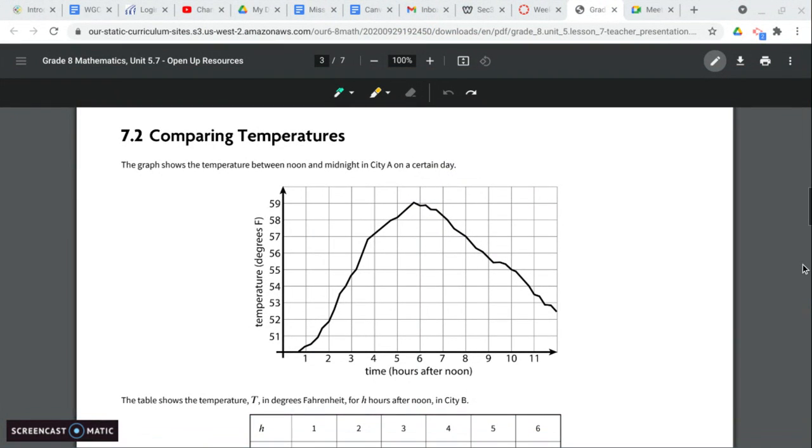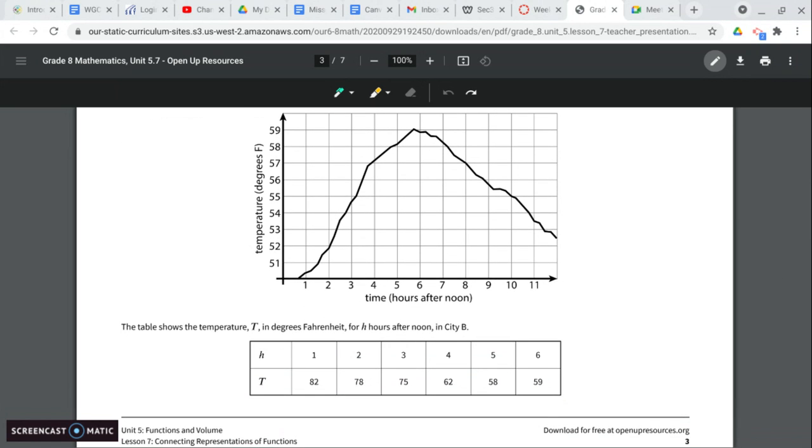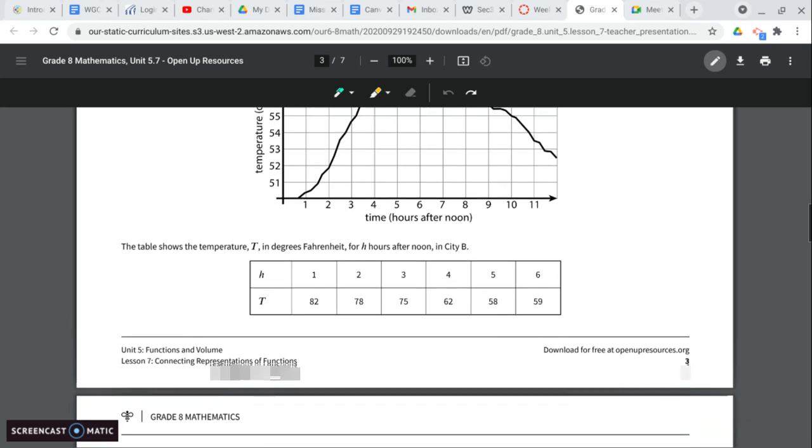All right, so we are comparing functions. Now this graph probably looks pretty familiar. We just did it in the last one. The graph shows the temperature between noon and midnight in city A on a certain day. The table shows the temperature T in degrees Fahrenheit for H hours after noon in city B. So we have two different cities. We've got city B, city A, and we've got the time and the temperature after noon in each.